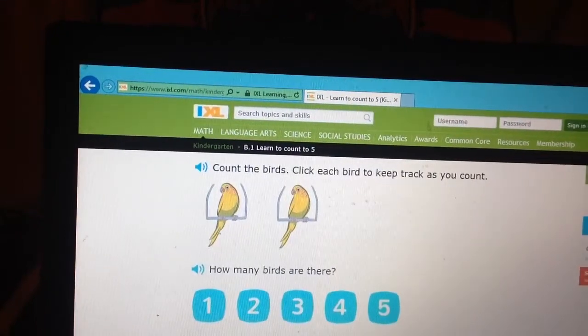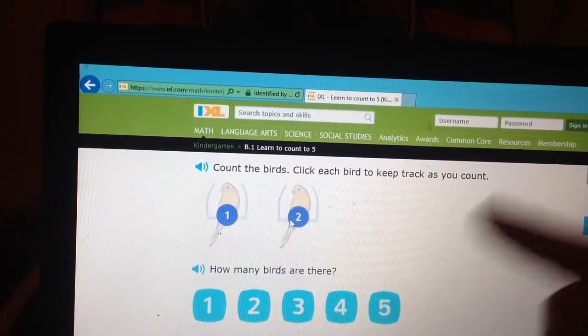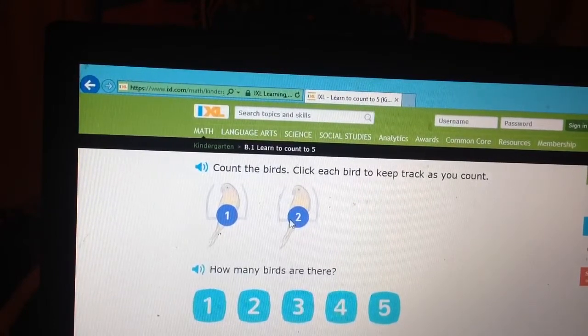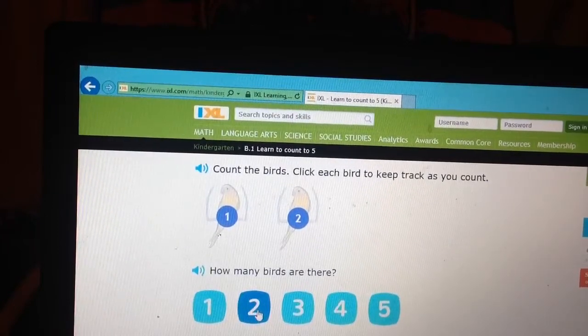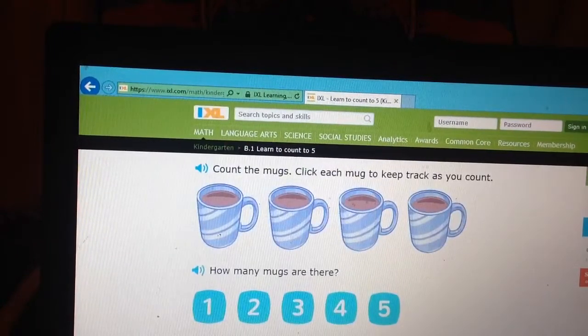The good thing about this is that when you click on this, it'll say one bird and two bird. So that can kind of help your students, even though they can't physically touch it, they can still count it and see that it's numbers. So once you have clicked on the two birds, you can choose your number. So number 2 would be our choice, and then you click submit. And if it's right, it'll say excellent, and I'll show you what happens if it's wrong.